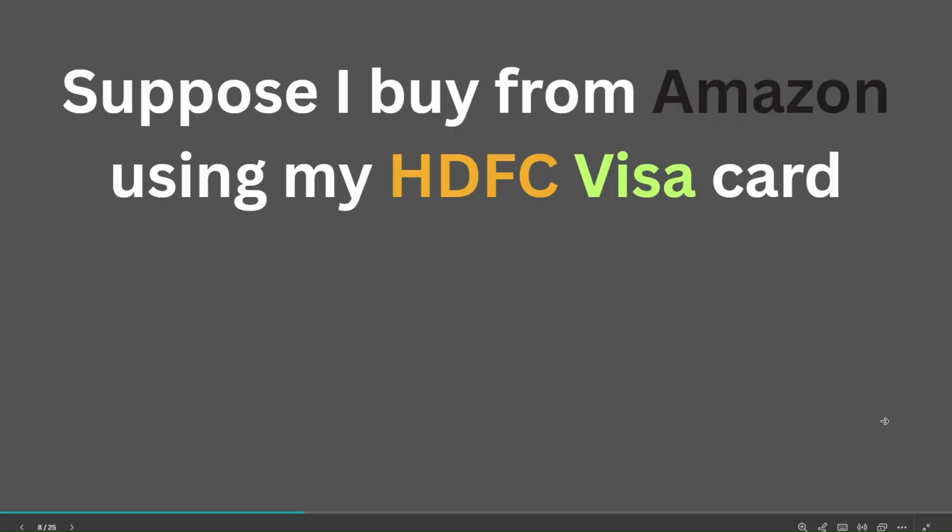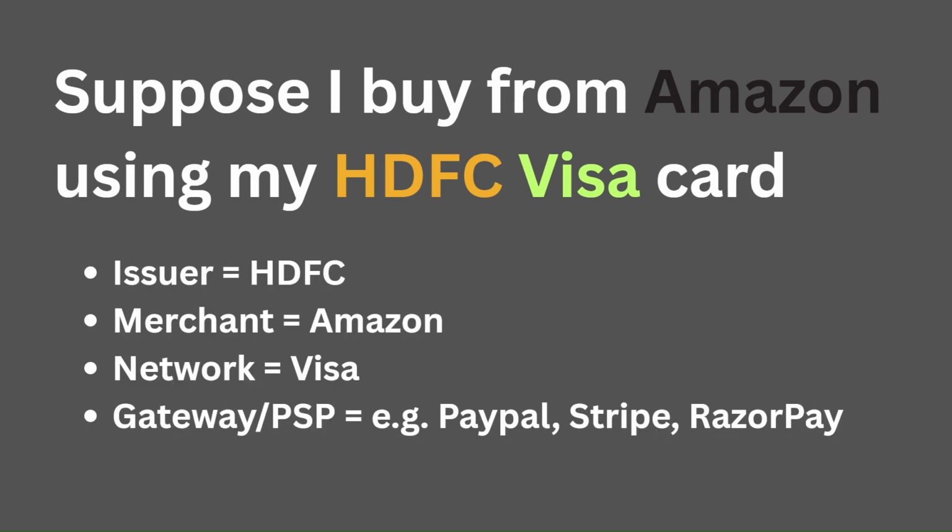So here is a scenario of what we have discussed on the previous slide. Suppose I buy something from Amazon using my HDFC Visa card. Then you need to understand who is the issuer, who is the merchant, who is the acquirer in this scenario. So in this scenario, HDFC is the issuer because I got the card from HDFC. Merchant is Amazon because Amazon is offering some services that I'm using. Network in this case is Visa because I'm using the Visa card. And the gateway or PSP, which is payment service provider, could be anything that Amazon supports. It could be PayPal, Stripe or Razorpay in India.